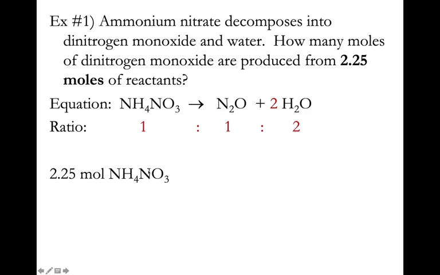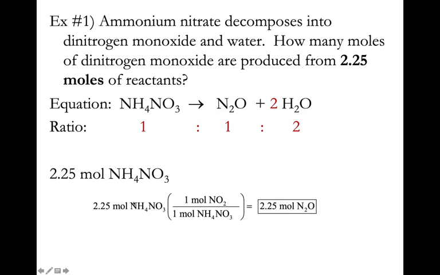Let's do some dimensional analysis though, just to check our work. So we could set up the problem as follows. If I have 2.25 moles of this stuff right here, I can make a nice conversion factor, because remember, the equivalent statement here is 1 of these equals 1 of these. So for every 1 mole of ammonium nitrate, that is equal to 1 mole of dinitrogen monoxide.